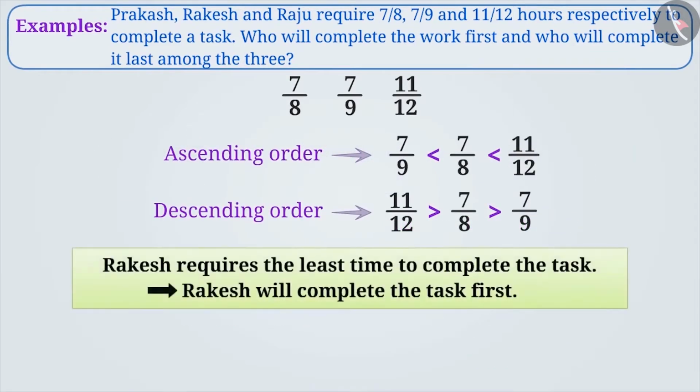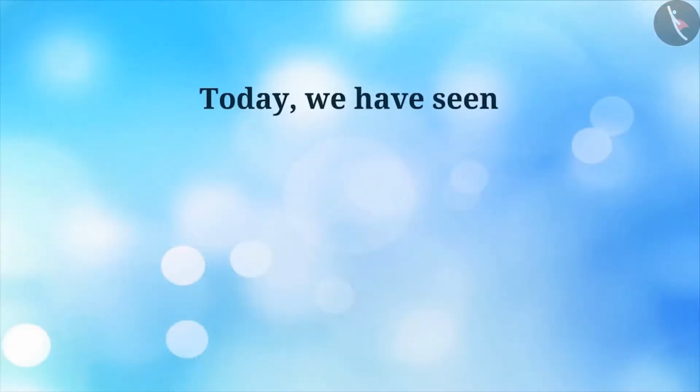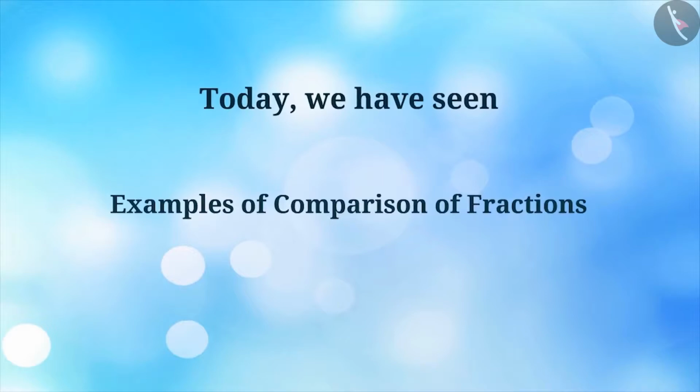Therefore, Rakesh requires the least time to complete the task. That means he will complete the task first, and because Raju requires the maximum time to complete the task, he will be the last one to complete the task. Today, we have seen examples of comparison of fractions. In the next video, we will see some misconceptions related to this.